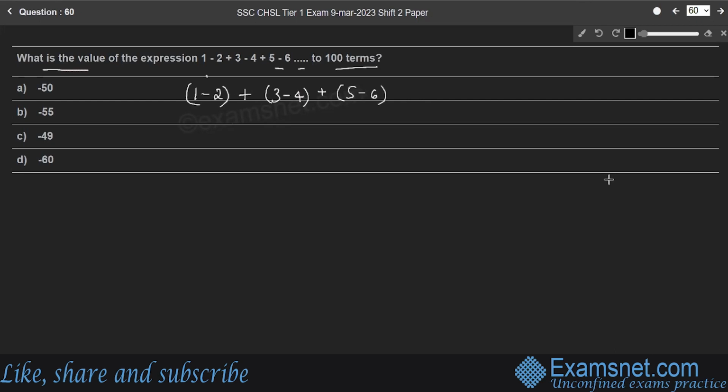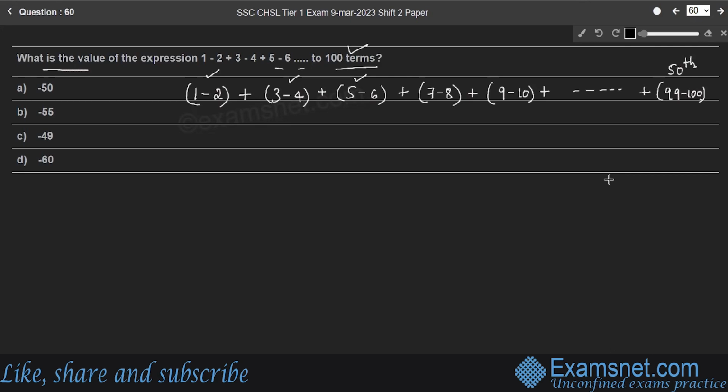Consider 1 minus 2 as one term, 3 minus 4 as the second term, and 5 minus 6 as the third term. So 7 minus 8 plus 9 minus 10, up to 99 minus 100. 100 terms are given, therefore 99 minus 100 will be the 50th term.